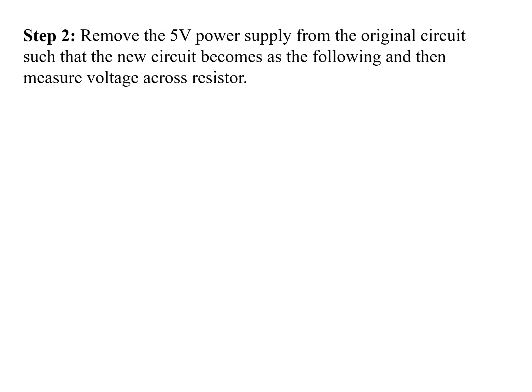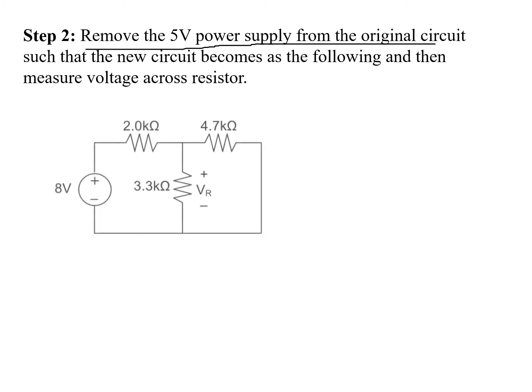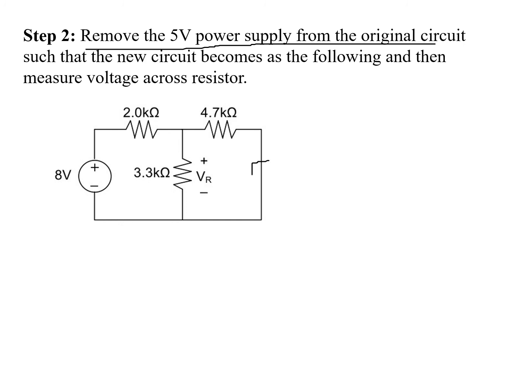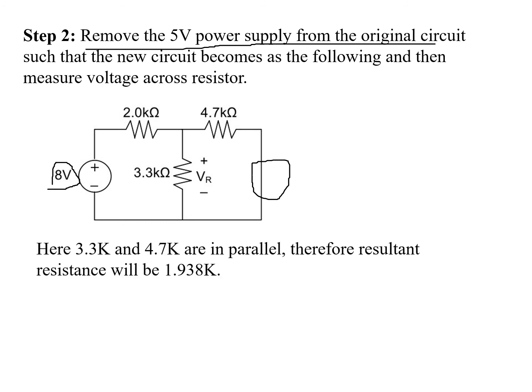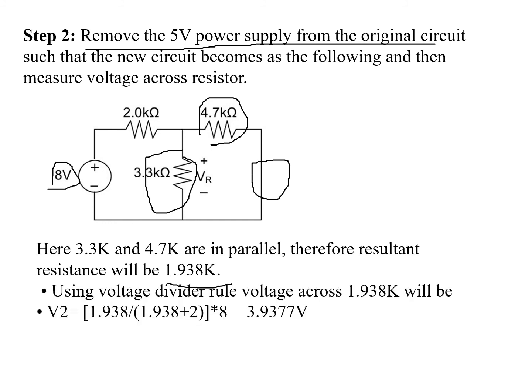Okay. Now similarly, we will consider the second case. Here now remove the 5-volt supply from the original circuit, and the new circuit will become like this. So the 5-volt is now replaced by a short circuit because it is a voltage source, and we have the 8-volt voltage source on. After that, we can see that the 3.3k and the 4.7k, these two come to be in parallel, and the resistance will be 9.38k. So just as we have done in step 1.